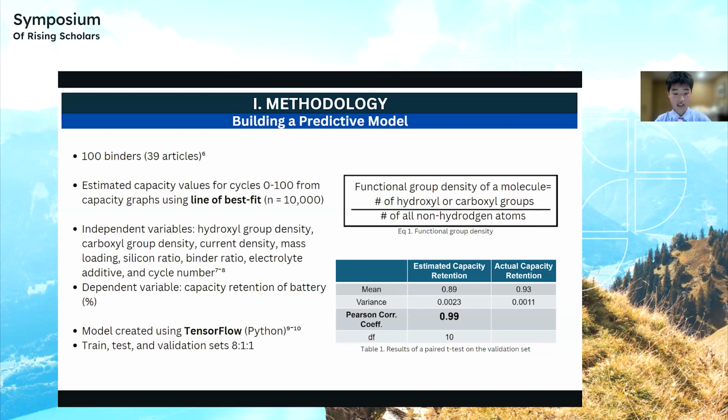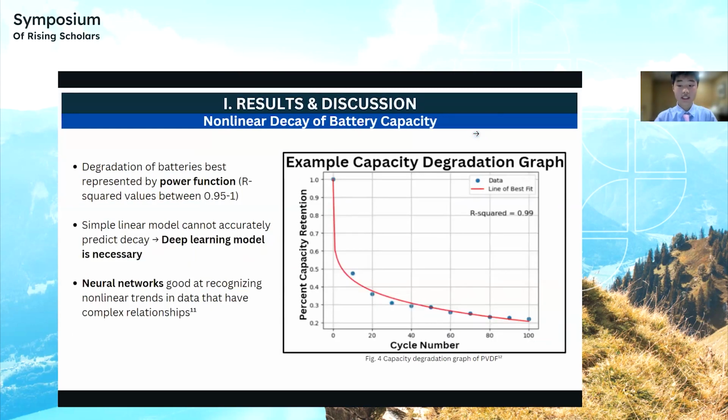I created my model using the TensorFlow library in Python. When initially analyzing the data, I noticed there was an obvious nonlinear trend in the capacity. It's best represented as a power function. This means that the simple linear model cannot accurately predict capacity decay, which means a deep learning model is necessary. A neural network is one such deep learning model that's good at recognizing these nonlinear trends, and it's also easy to use, which is why I chose it for my study.